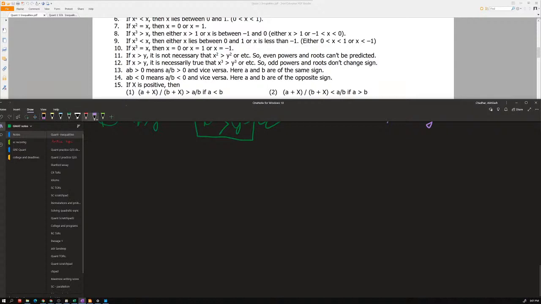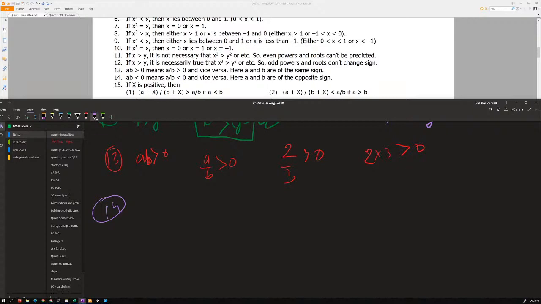Let's check the next one, which is number 13. It says that AB is greater than 0, it means A by B is greater than 0, and vice versa. Okay, so right. So if AB is greater than 0, A by B is greater than 0, because A and B both are of the same sign. So suppose I have 2 by 3 greater than 0, then 2 into 3 is also greater than 0. Basically, yeah, if they have the same sign, then it is possible. What happens if they have opposite sign? That is, I think, the next one, yeah.